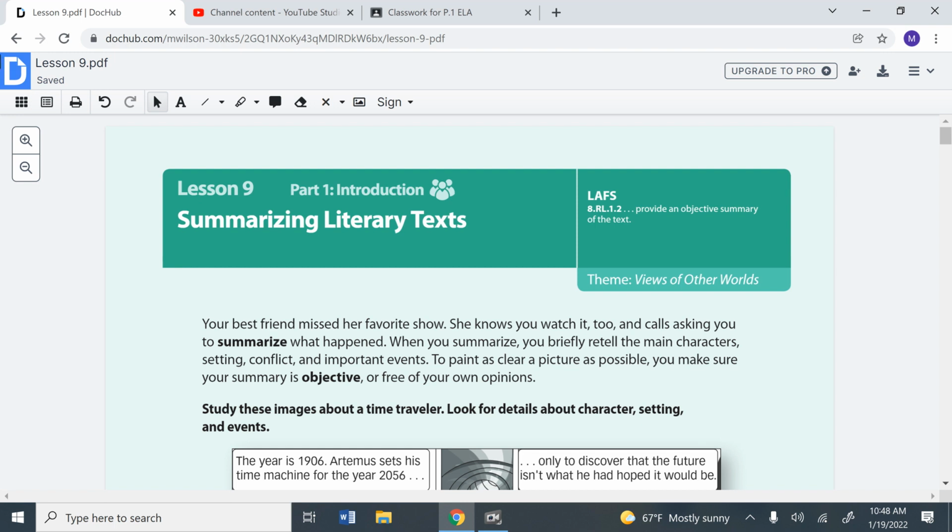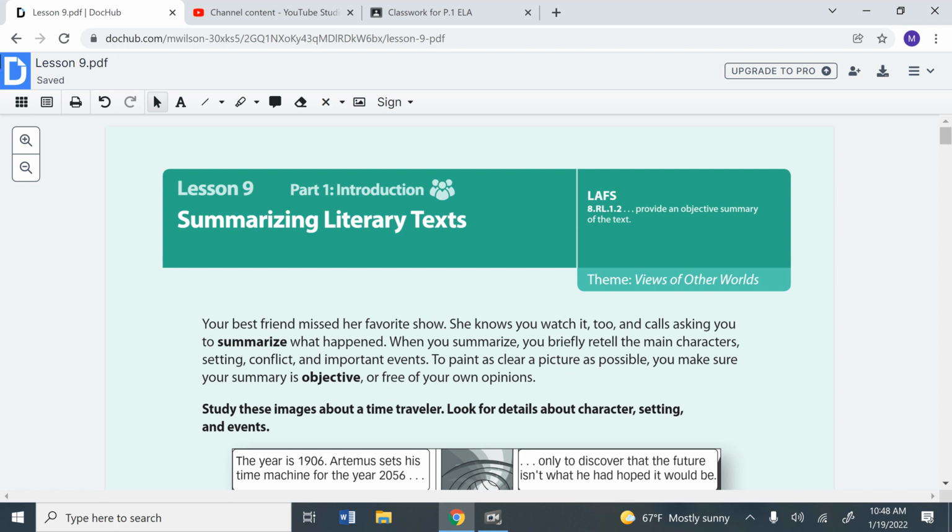Now, which summary is better? Well, the first summary is better because it includes the setting, main characters, and important events. The second summary doesn't give the setting or enough information about the plot. It's also not objective.